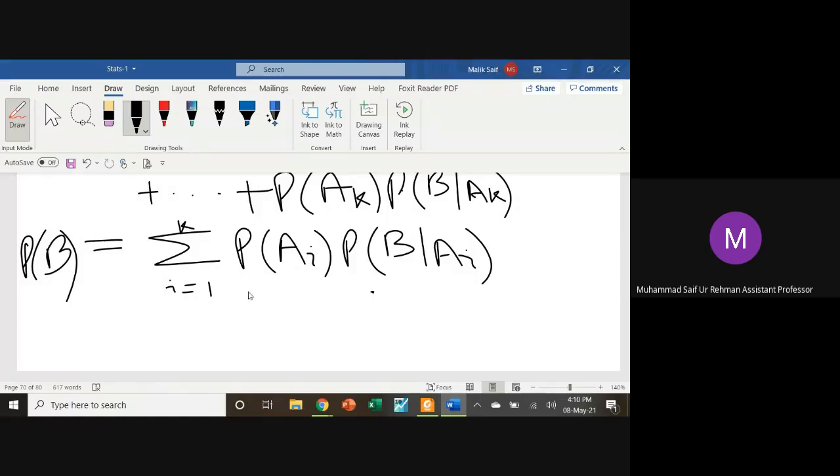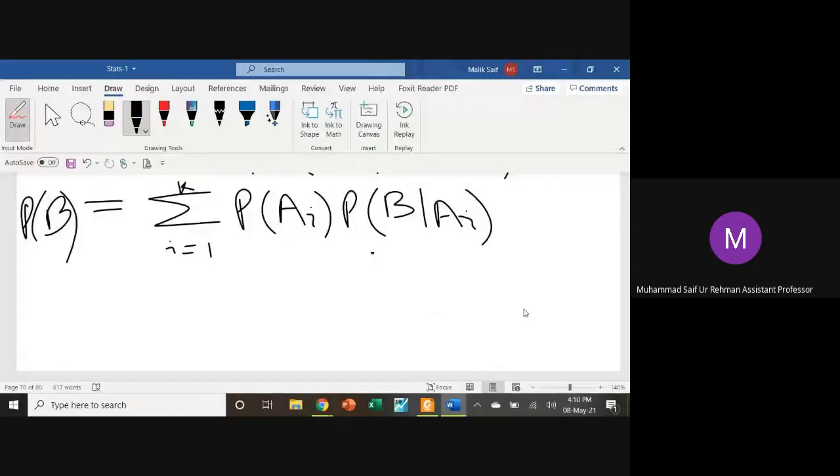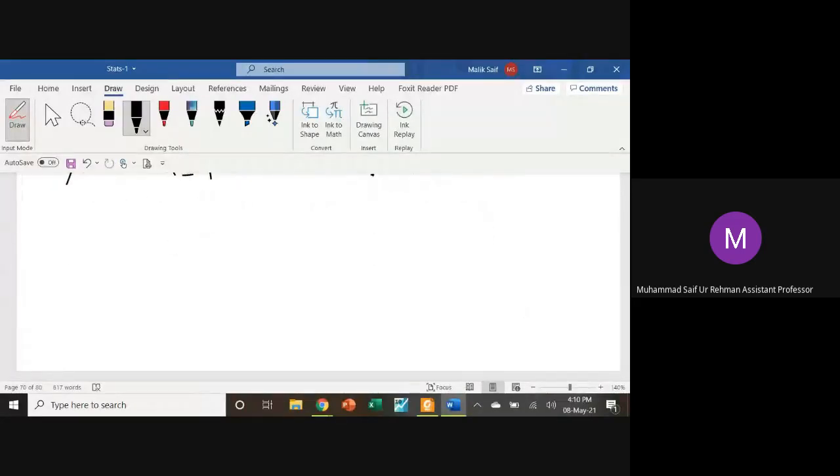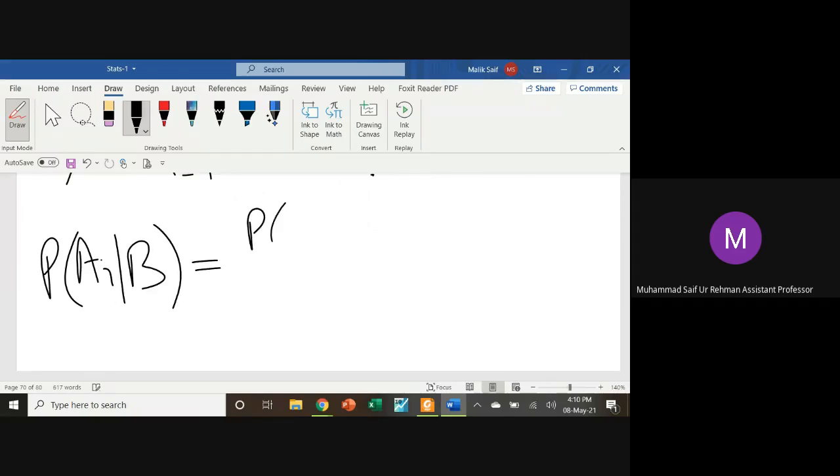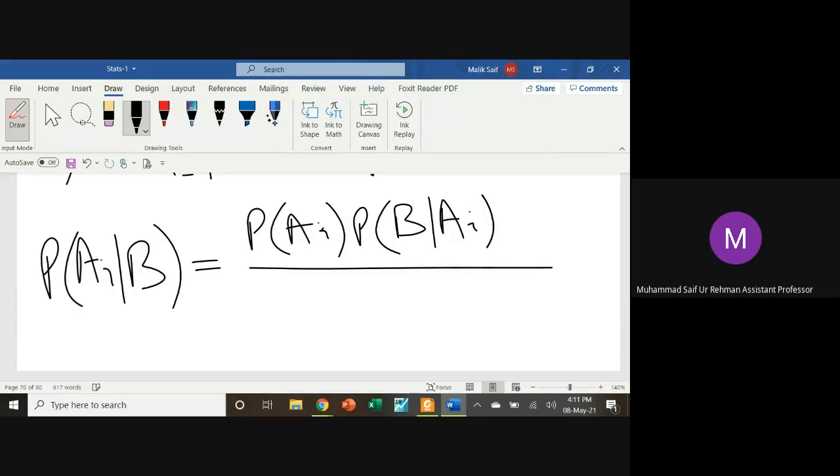And now see this term. This is the denominator that you have to write down in the Bayes formula. So now the Bayes formula will be like this: probability of AI given B. I'm writing it down again. This is the Bayes formula. It is equal to probability of AI, and so on. Very helpful formula in so many fields. So now you have the proof of this formula, and you also know how you would use this formula.